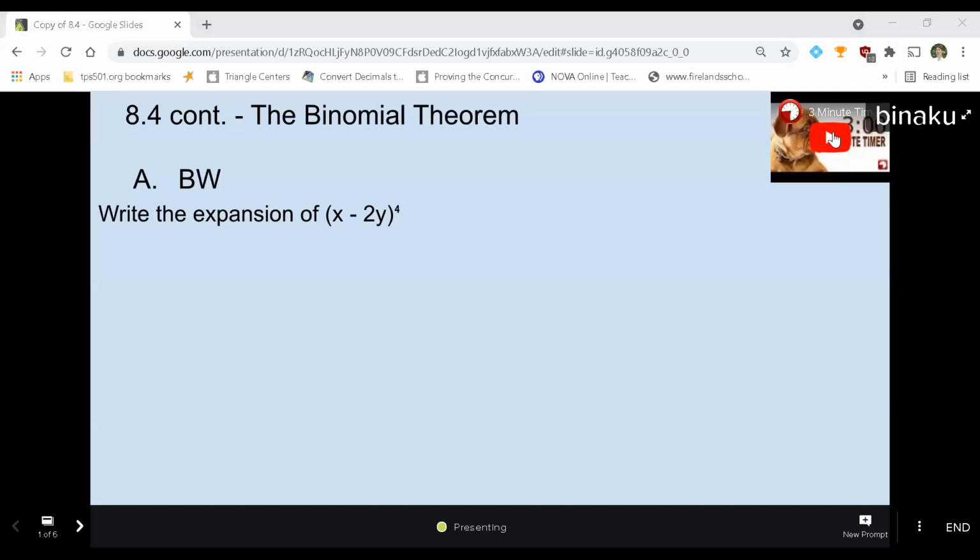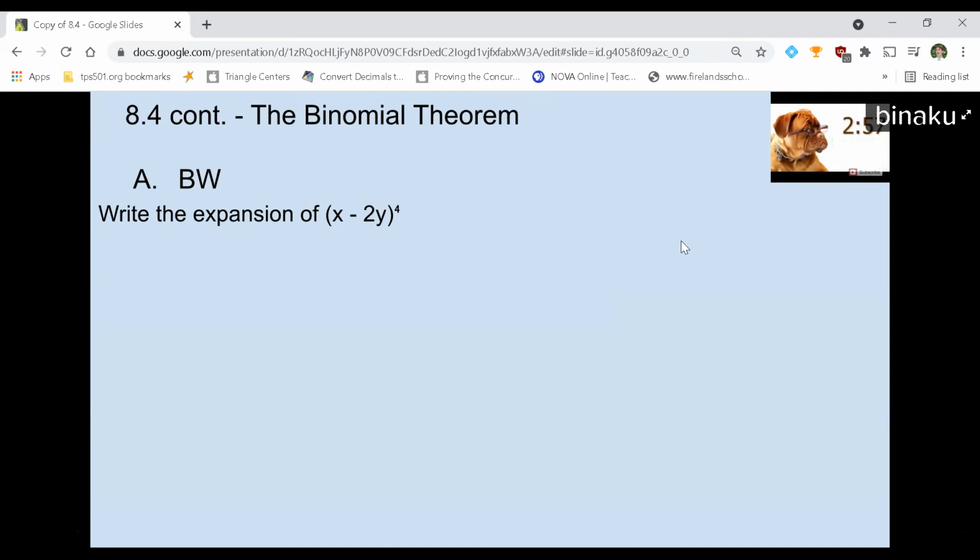I'll give you 3 minutes to try this problem and then we'll go over it. It's the first problem on the back page. Back page from yesterday, top problem on it.